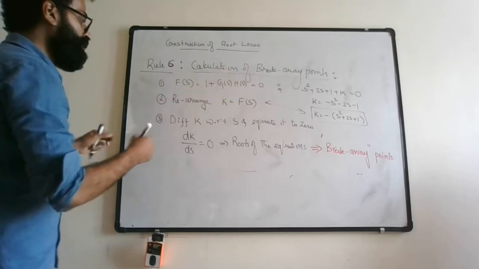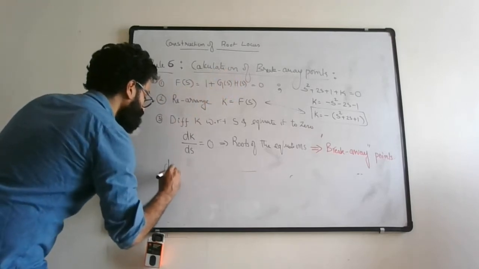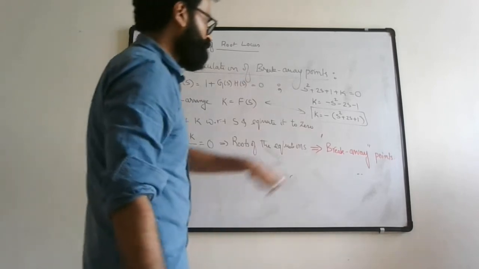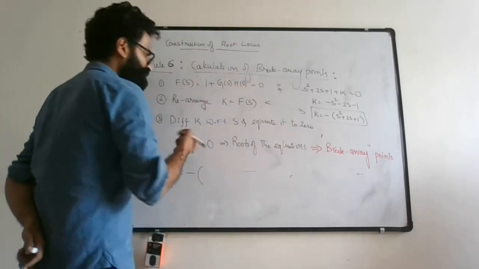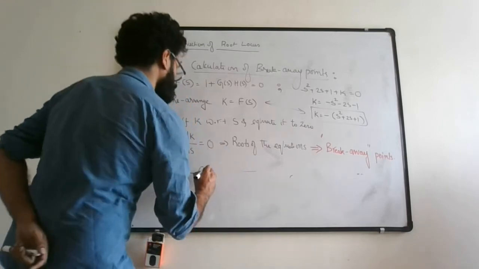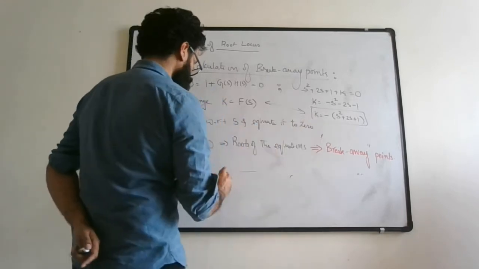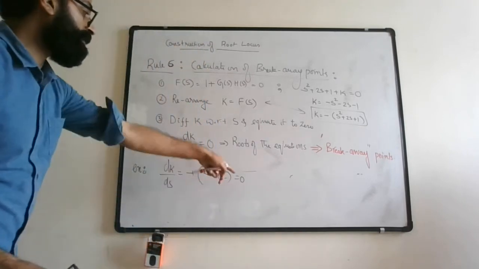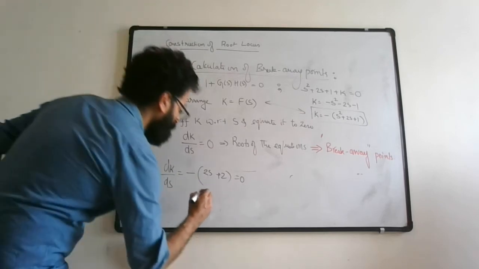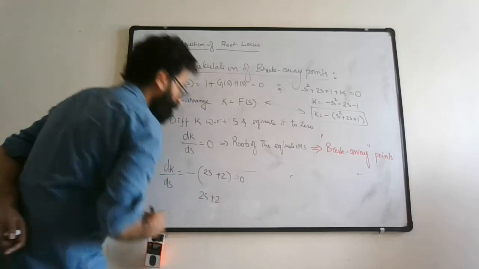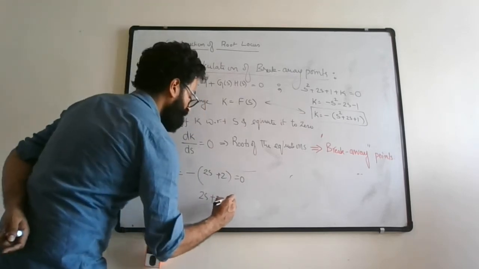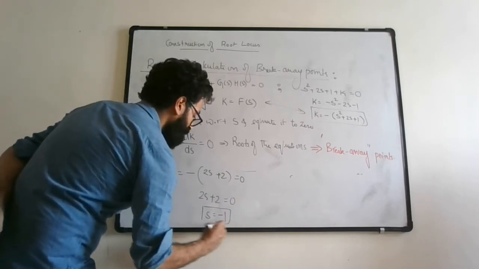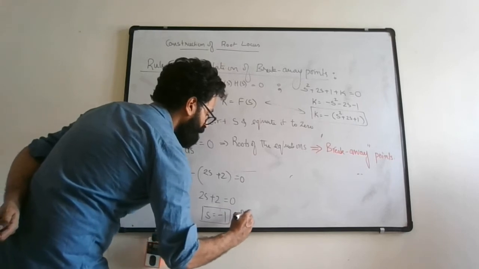So dk by ds, let's do that. Writing the example, dk by ds is equal to minus of 2s plus 2 is equal to 0. We are equating it to 0, so this negative sign gets absorbed. You get 2s plus 2 equal to 0, or s equal to negative 1. So negative 1 is the breakaway point.